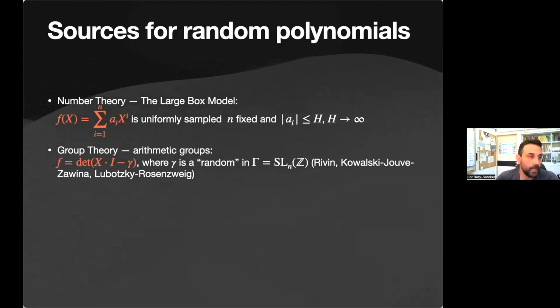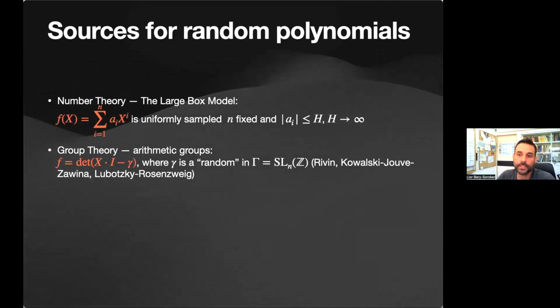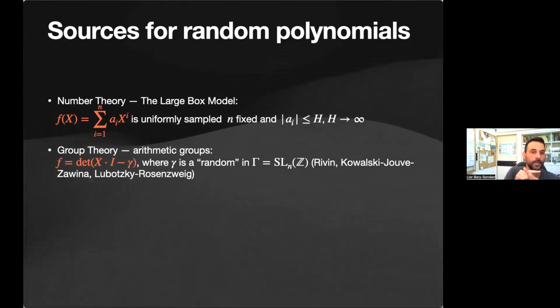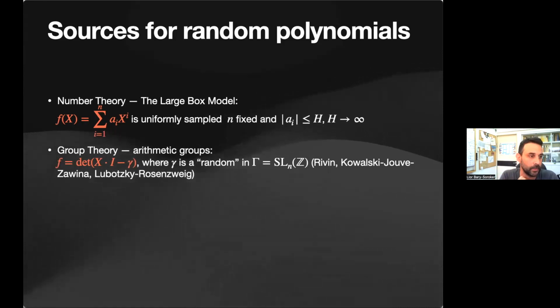Another way that people generated random polynomials in the setting of Galois theory was more group theoretic. So maybe people here know this type of results better. So you choose some nice arithmetic group, for example, SL_n(Z), which is finitely generated, and then you take an element in this group at random. So for example, one way that people did it, like Rivin, Kowalski, Jouve, Kowalski, Zeitouni, and Lubotzky-Rosenzweig, was to take SL_n(Z), which is a finitely generated group. So you choose a set of generators. Maybe you put some technical condition like it's symmetric or something like that. And then you do a random walk on the Cayley graph of the group. And then after n steps, you get to some random element, and then you take the characteristic polynomial. This is another source of random polynomials. Okay? Is it clear? Okay.